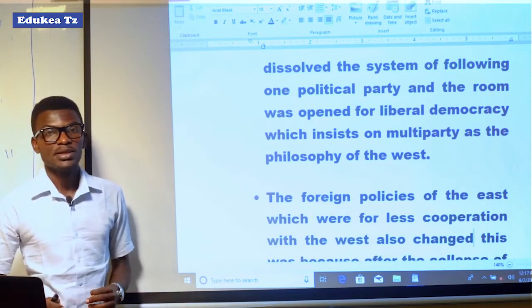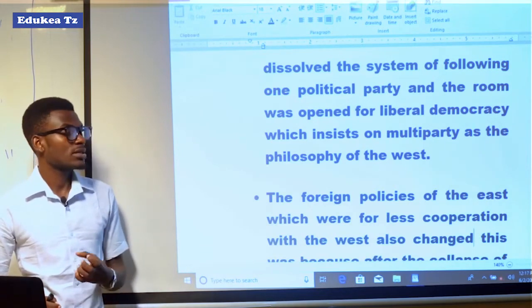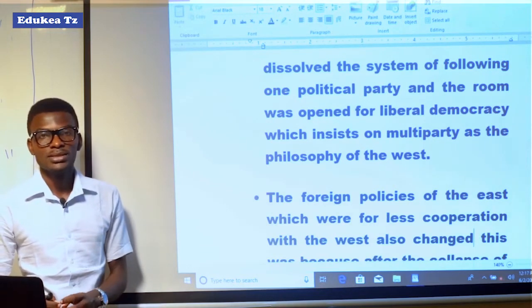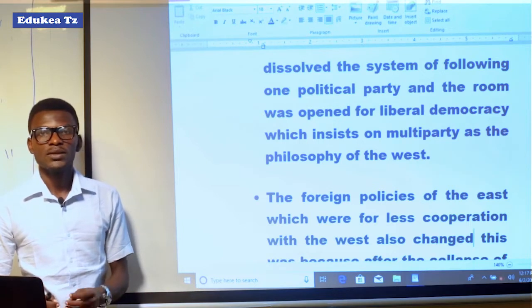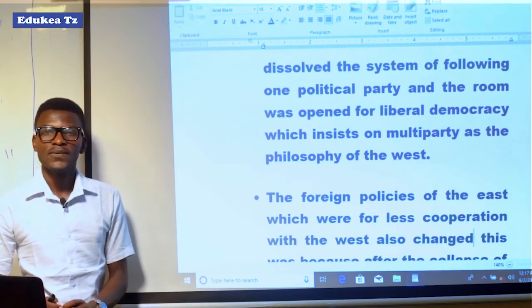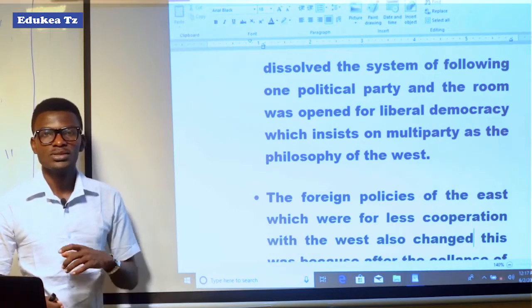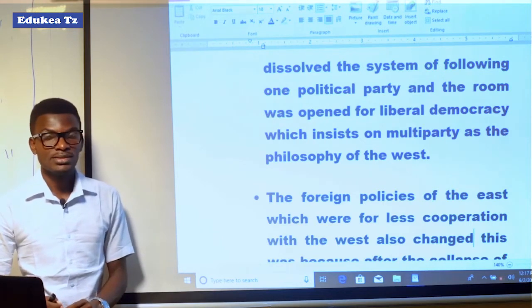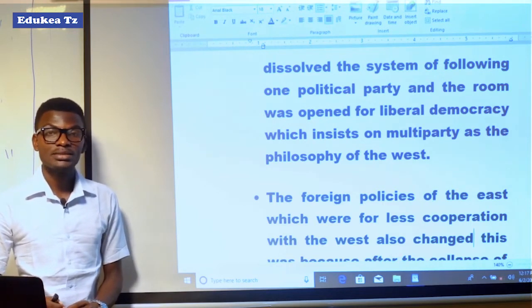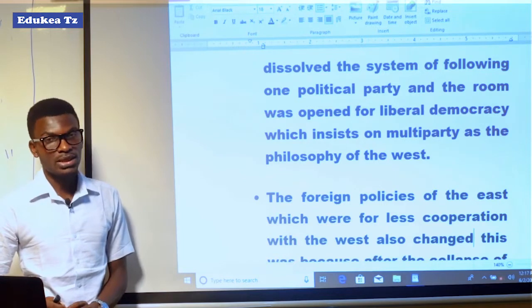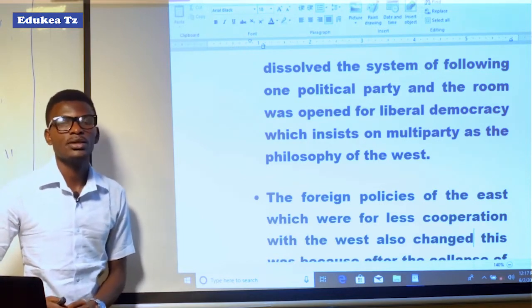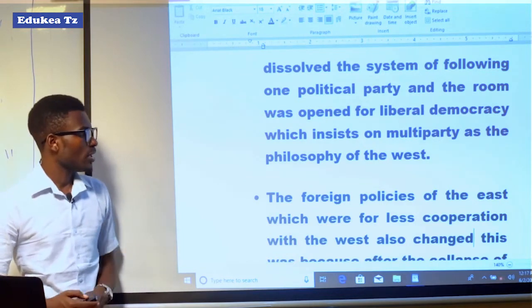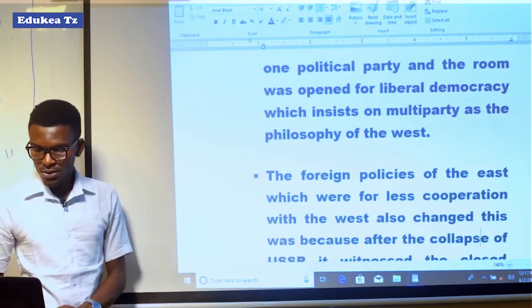And that was another effect, as the multi-party system was pressed by the Westerners, and thus after the collapse of USSR, the multi-party system spread in the Eastern countries that were adopting socialism, after the collapse of socialism in the 1990s.